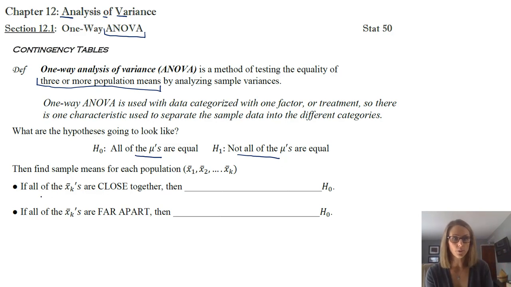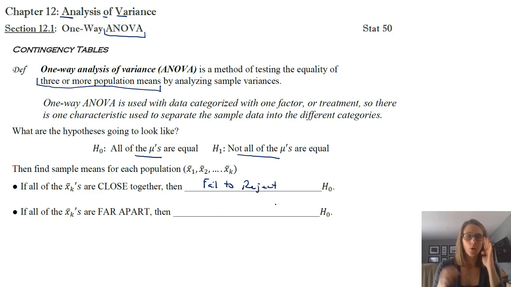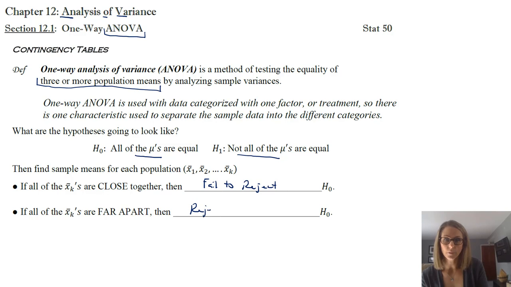So what we're going to be doing is we'll look at sample means from a population, and if they're all close, well, then we can't say that they're different. So in that case, we're going to fail to reject our null. Now, if these sample means are very far apart, then what our ANOVA test will most likely tell us is that we're going to have to reject the null, the idea that all of the population means are equal.